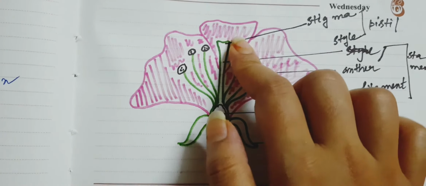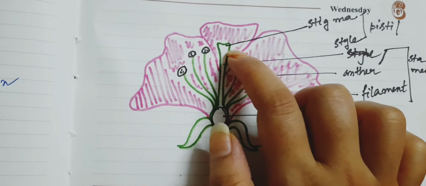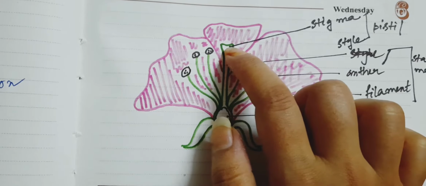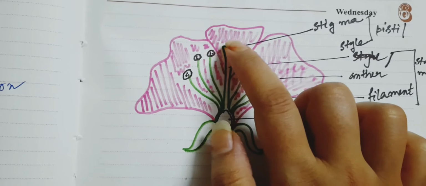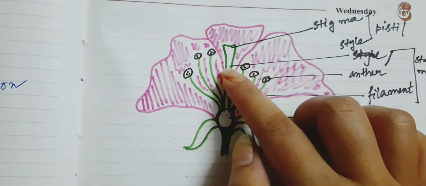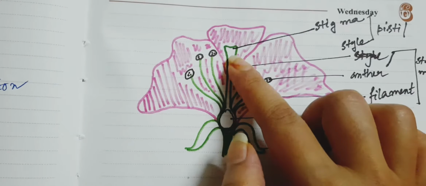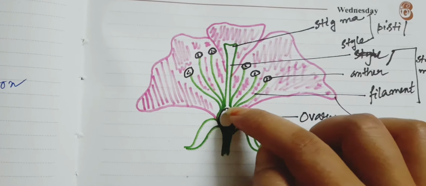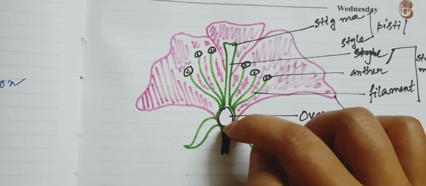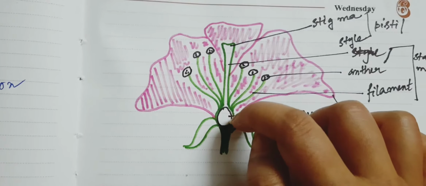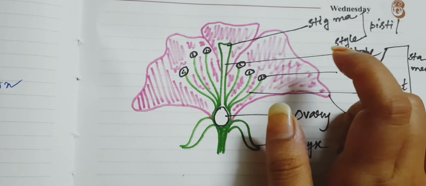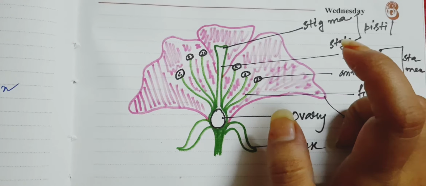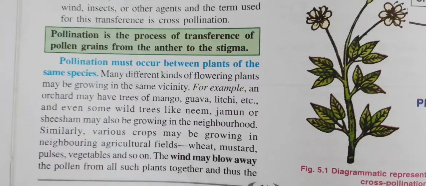Now we are coming to the female reproductive part. This flat or topmost portion is known as the stigma, and it helps to receive the pollen grains. Next, this slender portion is known as style, and this round portion is the ovary. Within this ovary, ovules are there, and that helps in fertilization. So the stigma, style and ovary together form the pistil or the female reproductive part, that is gynoecium.